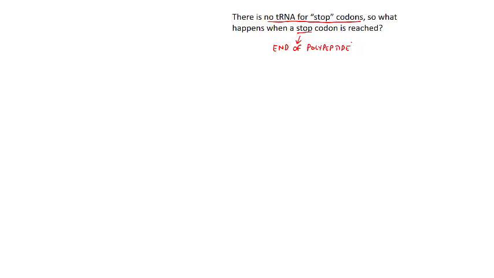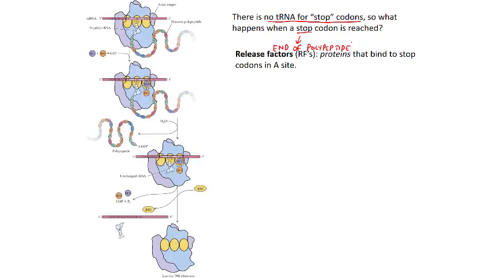So what are we going to do at that point? Well, since there is no tRNA for stop codons, we have to have some other way of making sure that translation comes to an end. What ends up happening is that there are proteins called release factors that bind to the codons in the A site. Release factors are proteins that bind to the mRNA similarly to a tRNA.